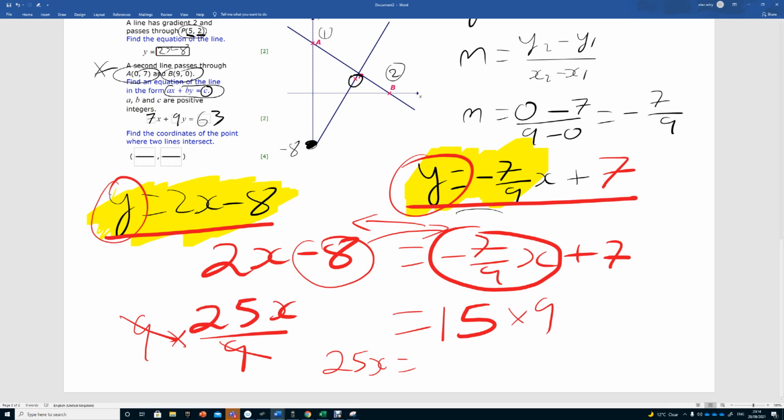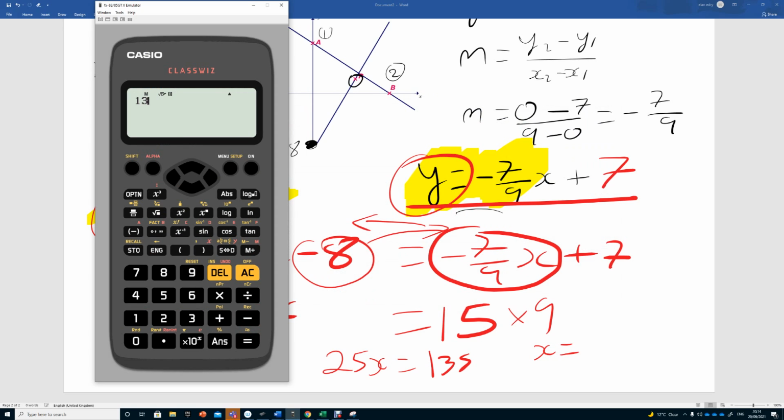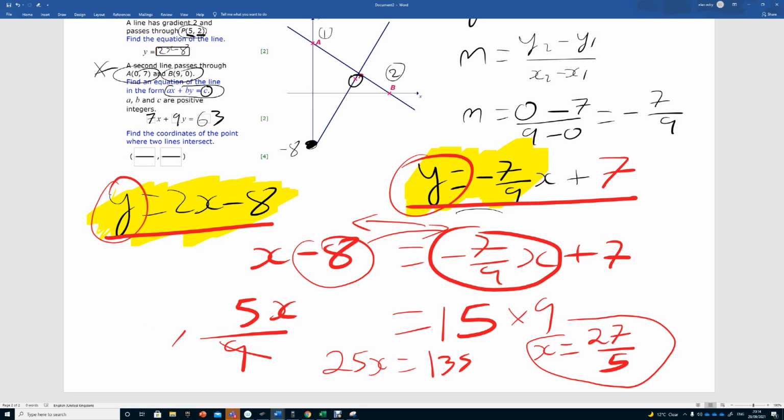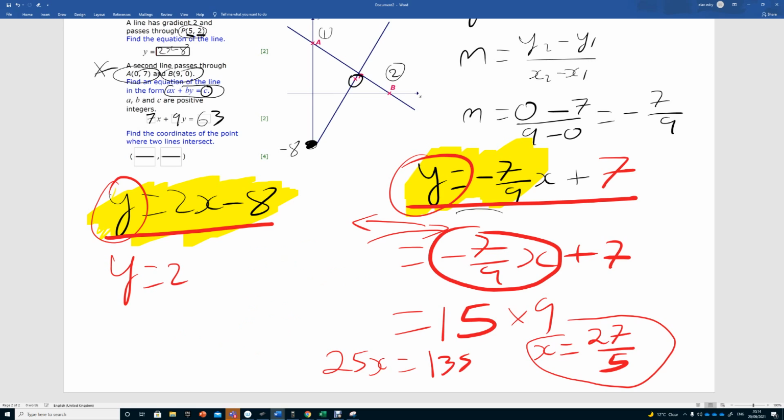And then to get x on its own, you divide by 25. So we have x equal to 135 divided by 25, 27 over 5. So we'll leave it like that because that's how they want it. And then to get y, you substitute this value of x back into either one of the highlighted equations. So if I use the first one, you get y equal to 2 times 27 fifths.